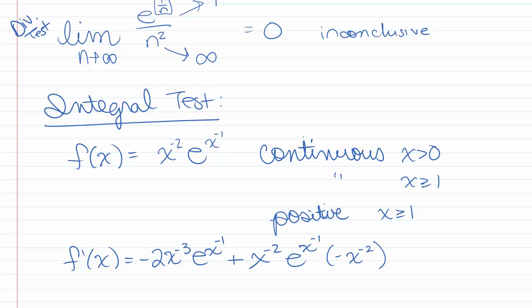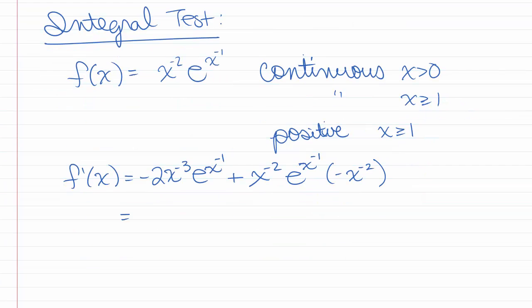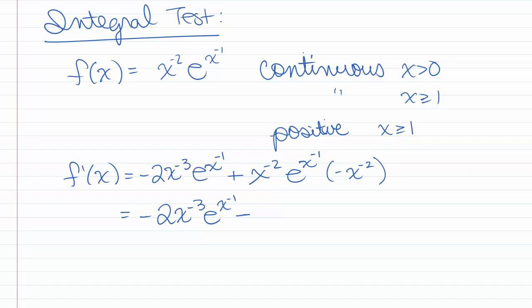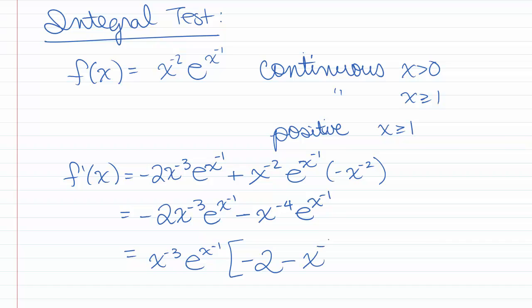Alright, so let's see if we can simplify this. So we have negative 2, x to the negative 3, e to the x to the negative 1, plus, actually minus, because there's a negative sign over here, so minus x to the negative 4, e to the x to the negative 1. And we can pull out an x to the negative 3, e to the x to the negative 1. And we're left with negative 2 minus x to the negative 1.